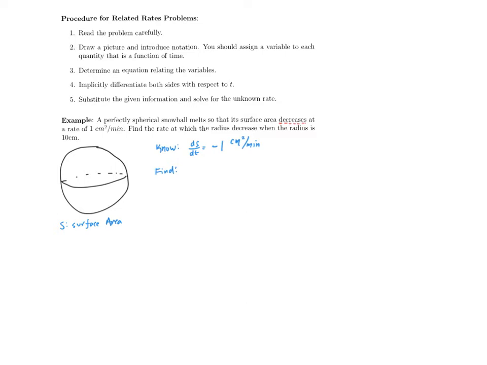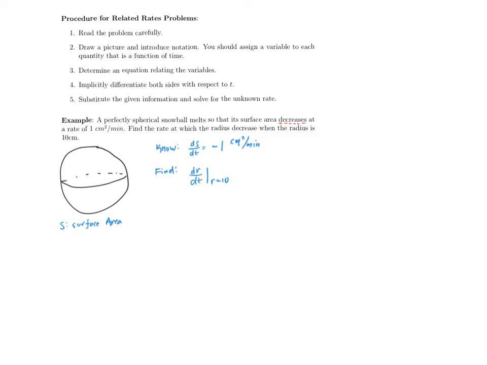What we want to find is the rate of change of the radius when the radius is 10 centimeters. So we would like to find dr/dt when r is equal to 10. And just to foreshadow a bit, when we do find this rate of change for dr/dt, should it be positive or negative? Because the radius is decreasing, that dr/dt should be negative when we find it in a few minutes.